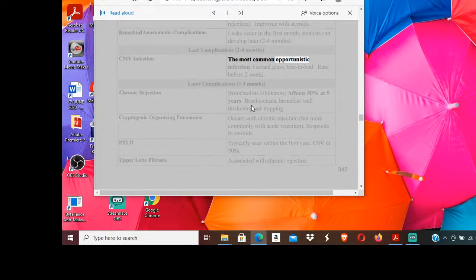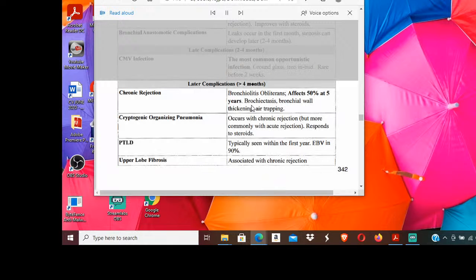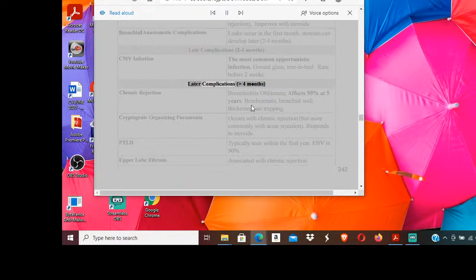CMV is the most common opportunistic infection. Ground glass, tree in bud. Before 2 weeks. Later complications, 4 months. Rare. Bronchiolitis obliterans affects 50% at 5 years. Bronchiectasis, bronchial wall thickening, air trapping.